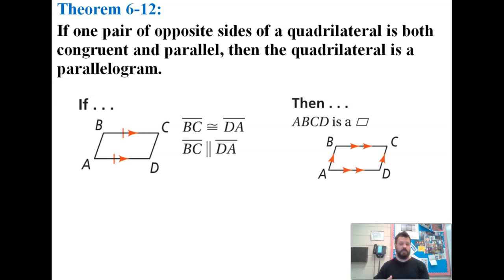Parallelograms have both sets of opposite sides congruent. Parallelograms have both sets of opposite angles congruent. All their consecutive angles are supplementary, and their diagonals bisect each other.